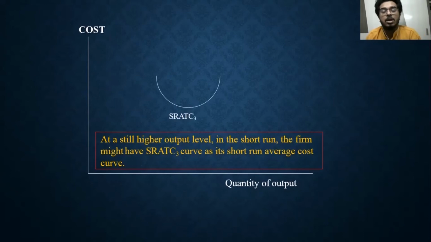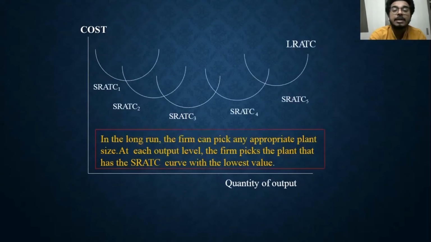That's still a higher output level. And then we can see that it is going up and up. So first it is declining and then overall it is going up. What we observe over here is that we are showing you five short run average total cost curves, and we will try to connect them.